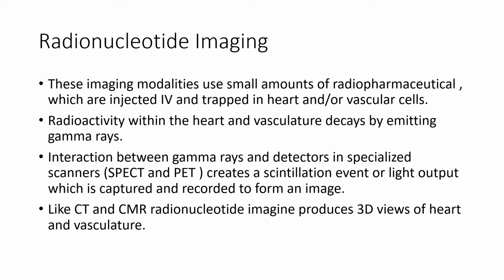So the interaction between the gamma rays and detectors in specialized scanners, such as single photon emission computerized tomography (SPECT) and positron emission tomography (PET), creates a scintillation event, or a light output, which is then captured and recorded to form an image. Like CT and CMR, radionuclide images also produce 3D views of the heart and vasculature.